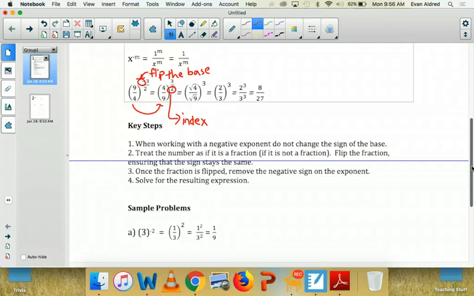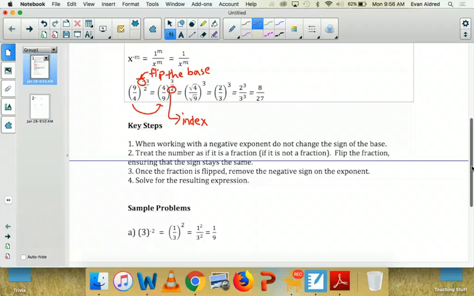So step 1, if you're working with a negative exponent, do not change the sign of the base. So if the base starts as negative, it remains negative. You just take its reciprocal. It doesn't become positive or negative. Whatever sign you started with on the base will carry on throughout the question, and we'll do an example with that in a little bit.